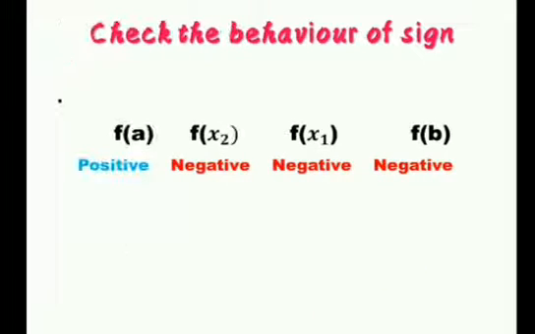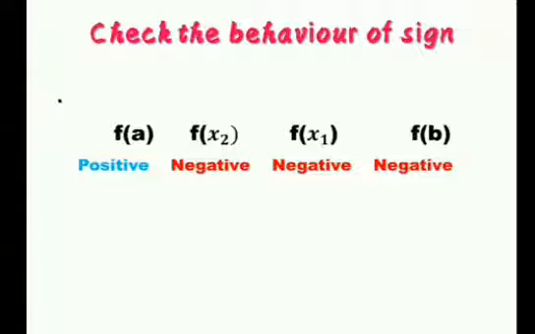Now check the sign behavior of the term. Already we know that f of a is positive and f of b is negative. Previously we found f of x1 is negative. Now f of x2 is also negative, so it is the same behavior of the term, because f of x2 is negative and f of x1 is also negative. Therefore f of x1 is neglected. So we did not choose that sign.